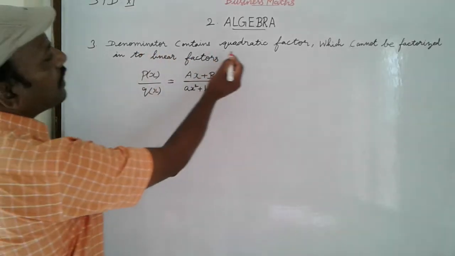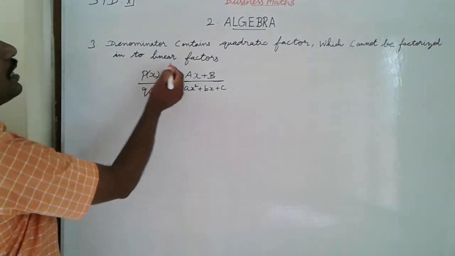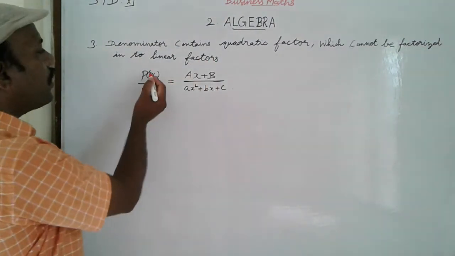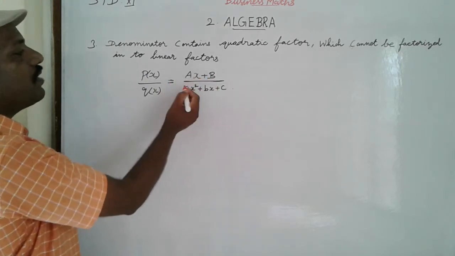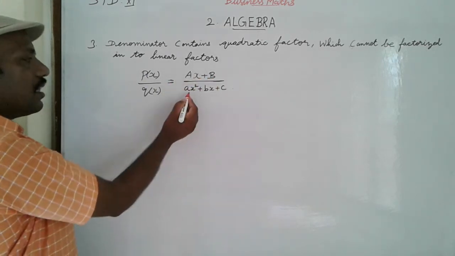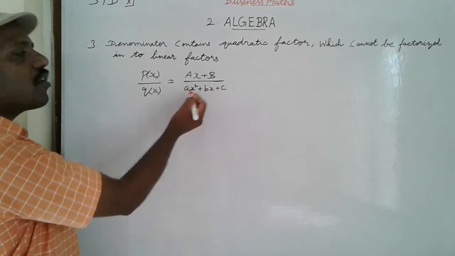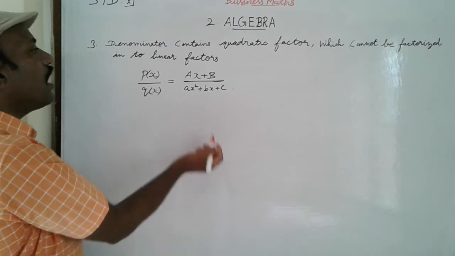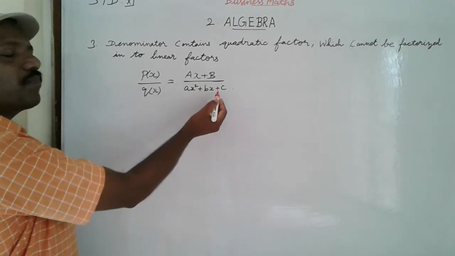Next, the denominator contains a quadratic factor which cannot be factorized into linear factors. Then p of x divided by q of x is equal to (ax + b) divided by (ax square plus bx plus c). If the quadratic ax square plus bx plus c cannot be factorized, then we use this formula: (ax + b) divided by (ax square plus bx plus c).